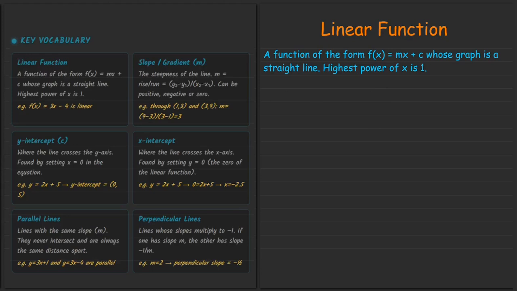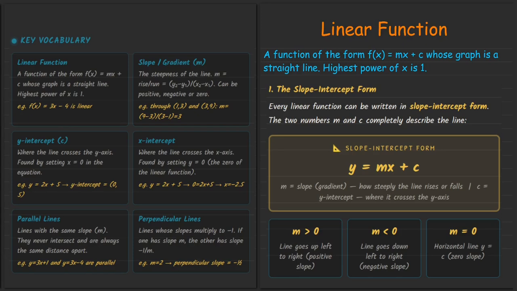Now, every equation of a line can be written in a special form we call the slope-intercept form. When we write a linear function in slope-intercept form, it simply means we have written it as y equals mx plus c. m has what it stands for, and c also has what it stands for. The m you see here is the gradient of the function. It simply tells us how steeply the line rises or falls.